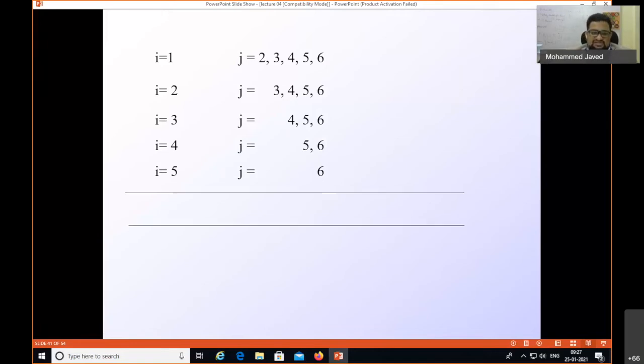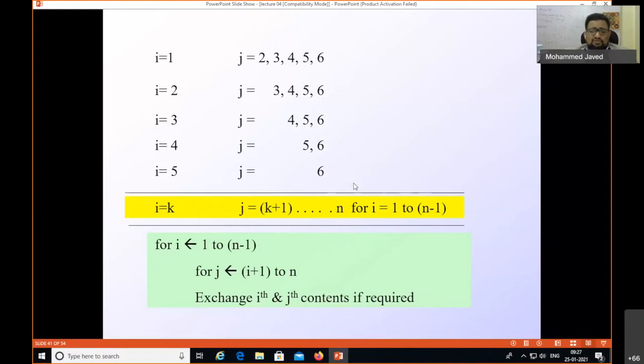And now let us see that when I is equal to K, J will be from the K plus 1 position to n position, for I equal to 1 to n minus 1. So this itself gives a very interesting algorithm. So now let us formally put this idea: for I equal to 1 to n minus 1, the jth loop will go from I plus 1 to n, and the exchange will take place based on the condition, if exchange of ith and jth content is required.